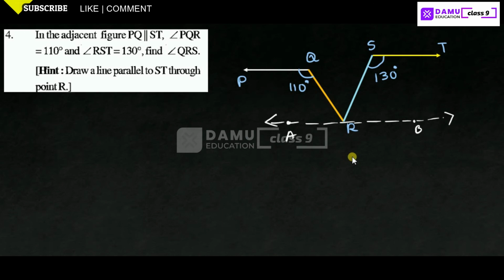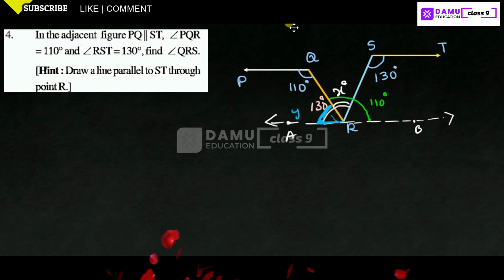We can calculate this one with another method. Let's take this angle we have to find. They have given that alternate interior angles are 130 degrees, and another angle is 110 degrees. So from alternate interior angles we are going to calculate. Let's take this angle as some y degrees.